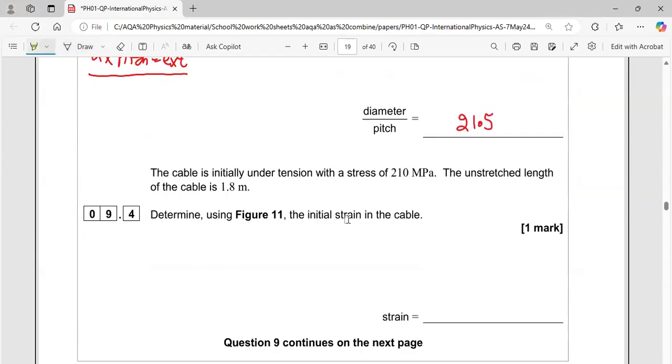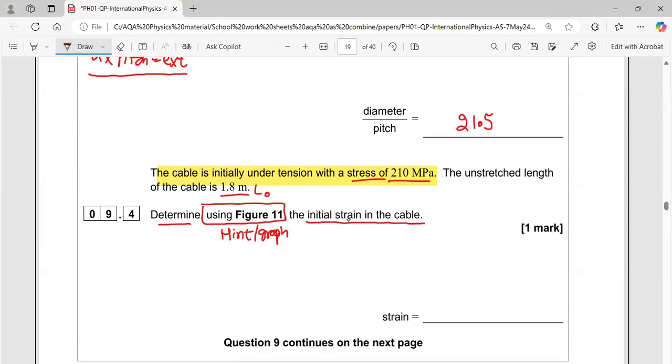They're saying that the cable is initially under tension with a stress of 210 megapascal. So this is the initial stress. The unstretched length is this. They told you this is the unstretched length. Now they're saying determine, okay, find using figure. So this is a big hint for you that you have to use that figure. And this figure is actually a graph. Find the initial strain in the cable. So what is the initial strain in the cable when the stress is, here they have used the word initially under stress. So initial stress is 210 and you have to find initial strain.